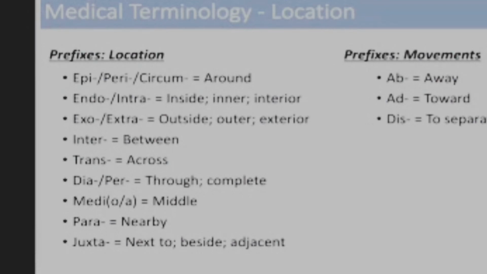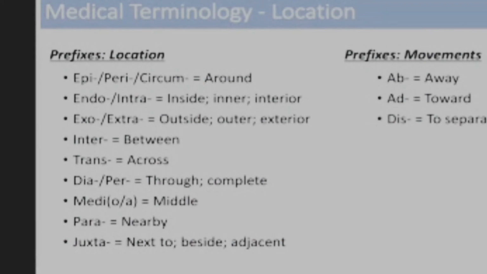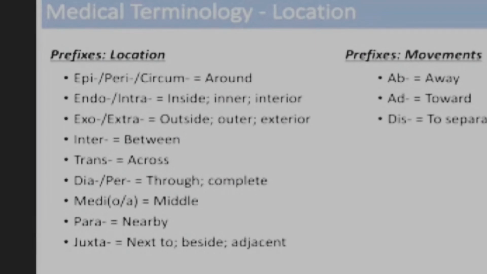Trans, across. Dia, per, through or complete. That means it's 100%, thoroughly, actually through, complete. Medial, it's middle. Para is nearby. Juxta, next to, beside, adjacent. What juxtapose means is placed next to each other. Ab, so for prefixes of movement, it could be ab, away from, ad, toward, and dis, to separate, like displacement, disjointed.